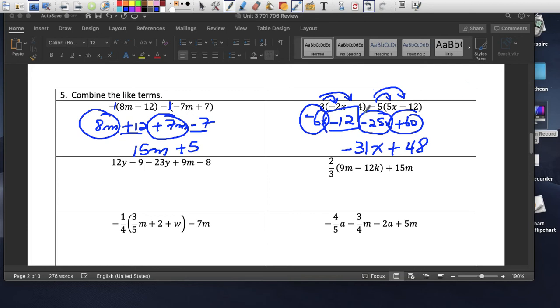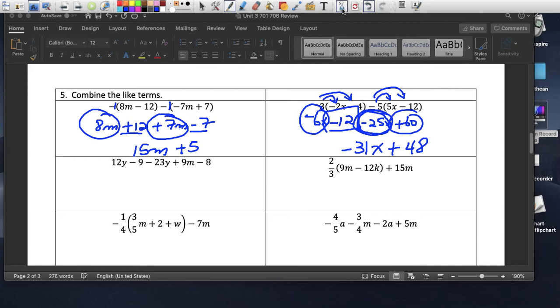Again, I think the key thing here is correctly identifying the term. Okay, so if it's a negative or a positive, just always be careful. It always helps if you identify by circling, right, the term with the sign preceding it. So that makes it much easier.